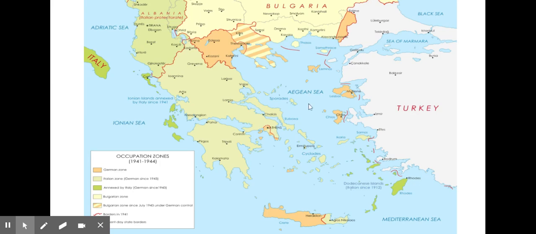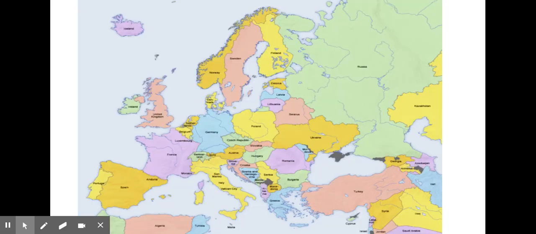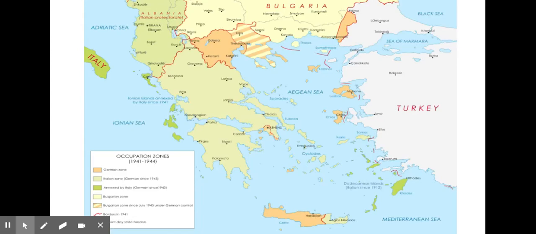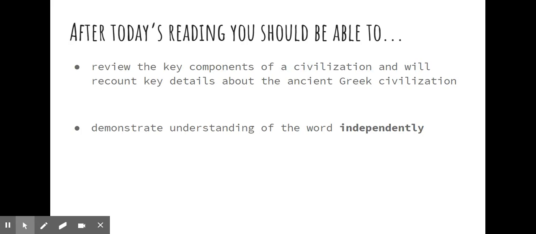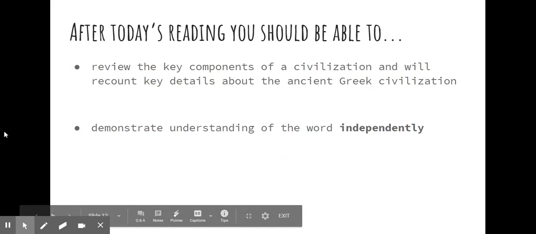But you're going to be learning about different city-states of Greece. You're going to learn about what they did for jobs and pretty much everything in this civilization. We're going to be going through the 5 key components for the ancient Greeks. So after today's reading, you should be able to review those 5 components of a civilization and tell me what key details about the ancient Greek civilization fit with those components. And also you should be able to demonstrate an understanding of our new vocabulary that we're going to be talking about. And our first word is the word independently.